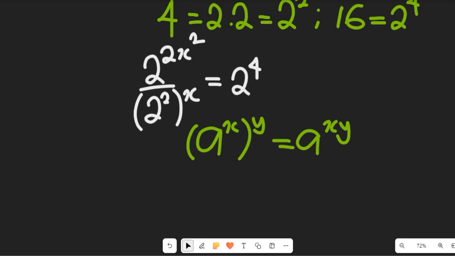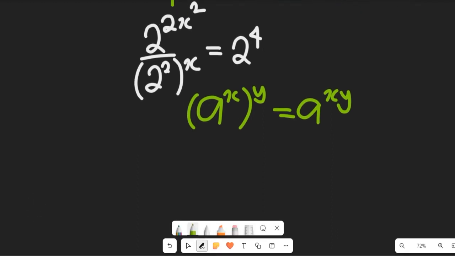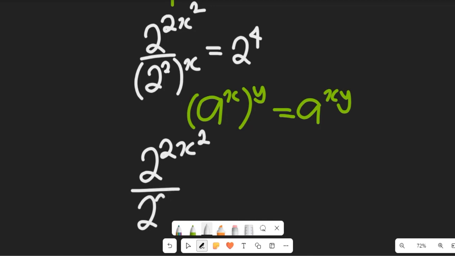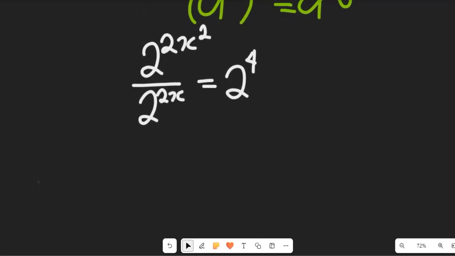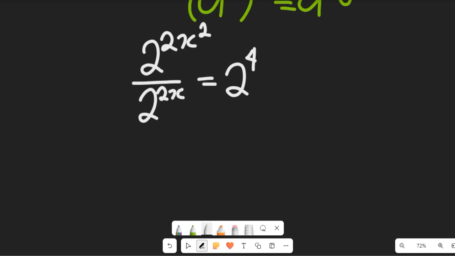So if we have that, the expression will now give us 2 to the power of 2x squared divided by 2 to the power of 2x, and this will be equal to 2 to the power of 4. Now, do you notice something? They all have one common base. And since they have one common base, I want you to recall two laws of indices.